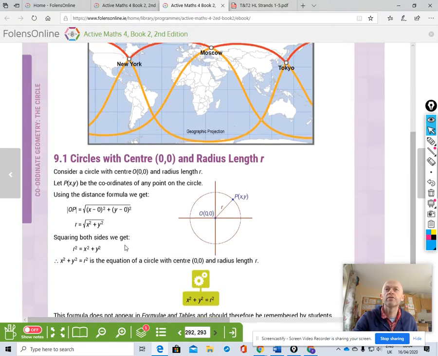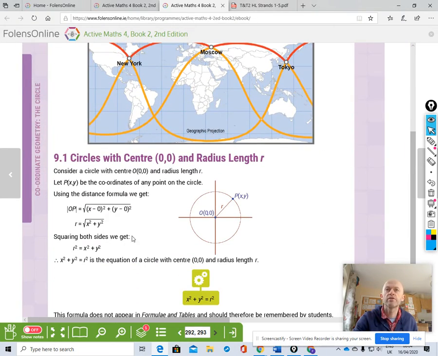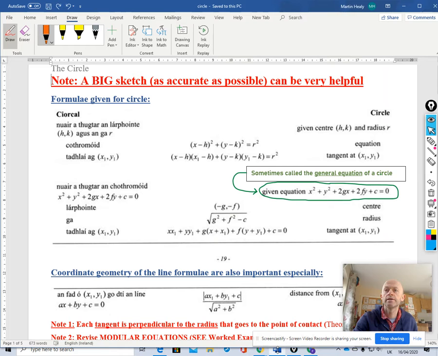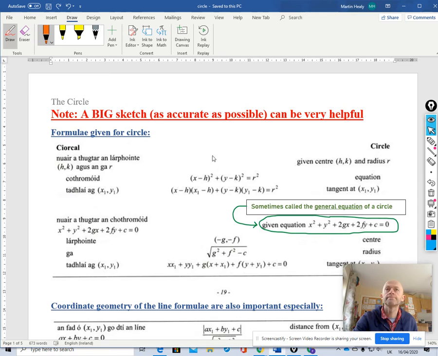Now they use this distance formula to find the equation for a circle that has center 0, 0. And that's essentially the equation that the whole first exercise is based on. Now to go back over here, when it comes to circle questions, if at all possible, draw a big sketch so you will see better what's going on in the question.